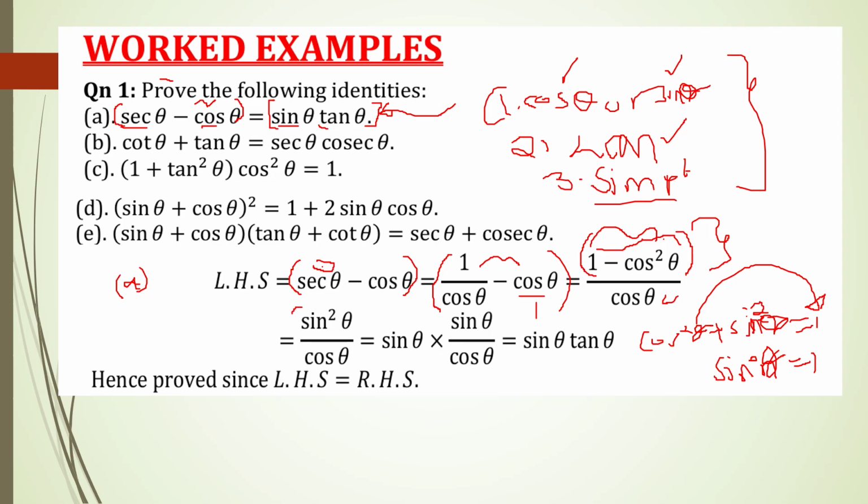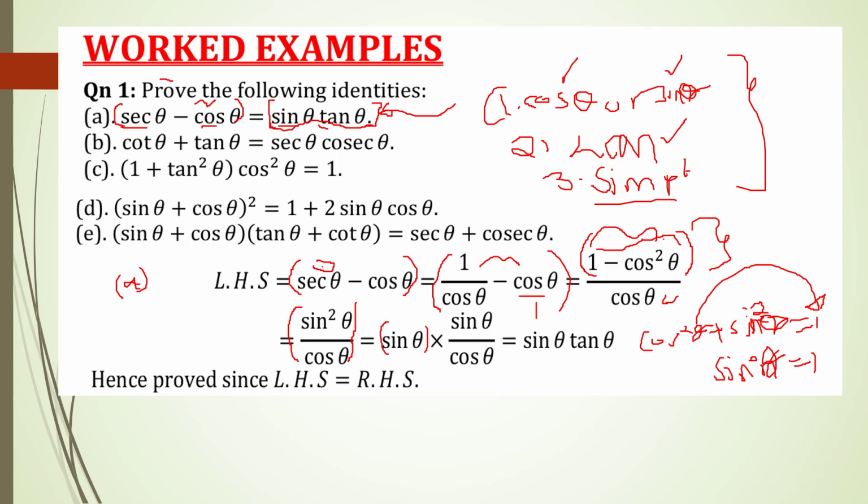So now our solution becomes sine squared theta divided by cos squared theta. Now if you look here, you go back and look at your proof. If you look at what you're trying to prove, we are having sine theta multiplying tan theta. So what you're going to do is separate our numerator.